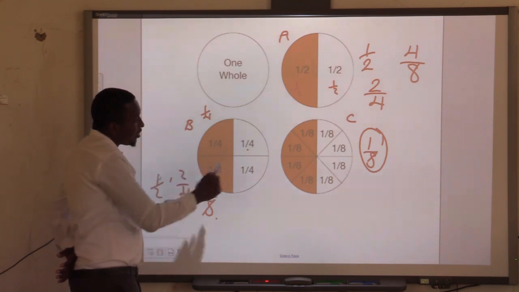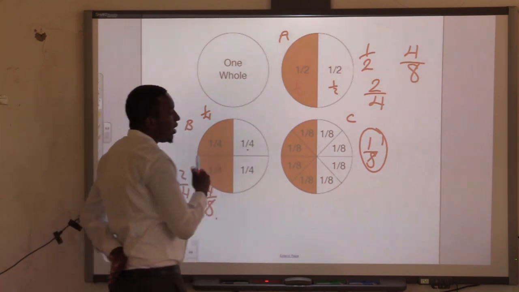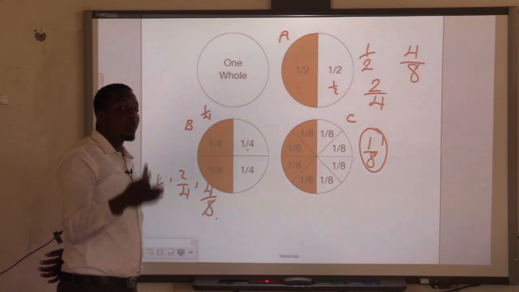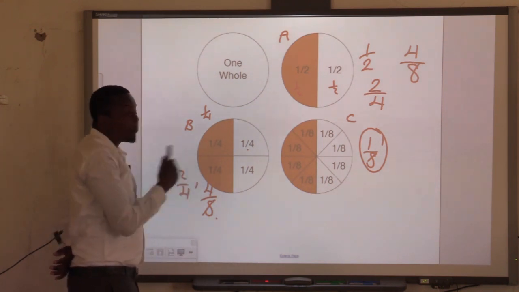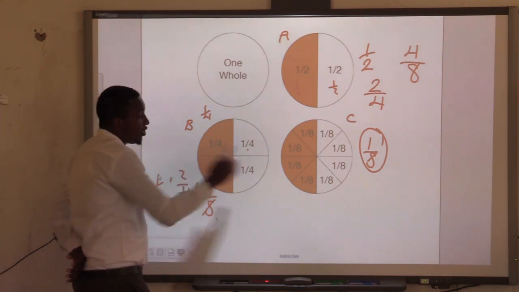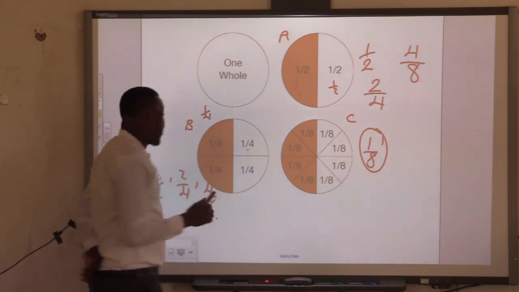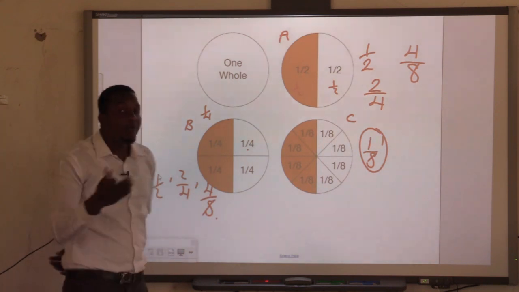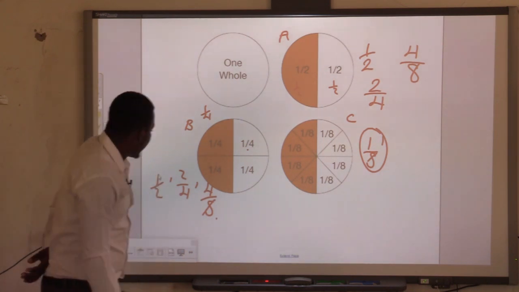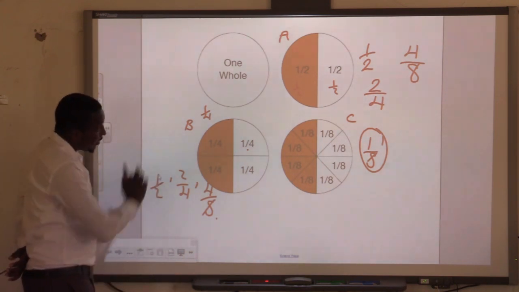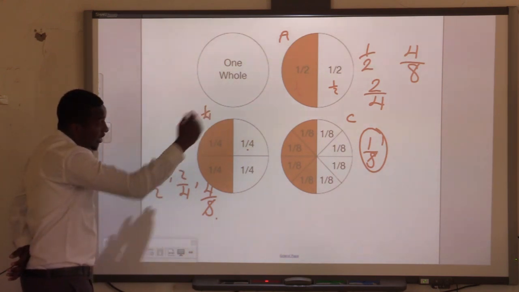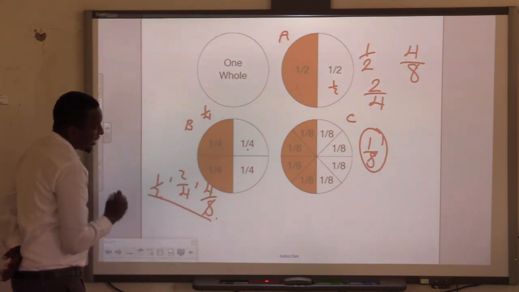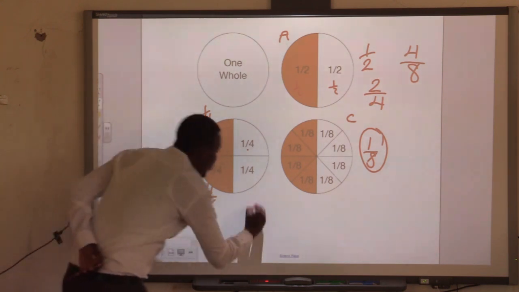So if the regions that are colored in each circle are equal, then we can conclude that the fractions that represent each region that are colored in the circles are also equal. That brings the idea of equivalent fractions. You will see that the first fraction, the region that is colored orange, is 1/2.